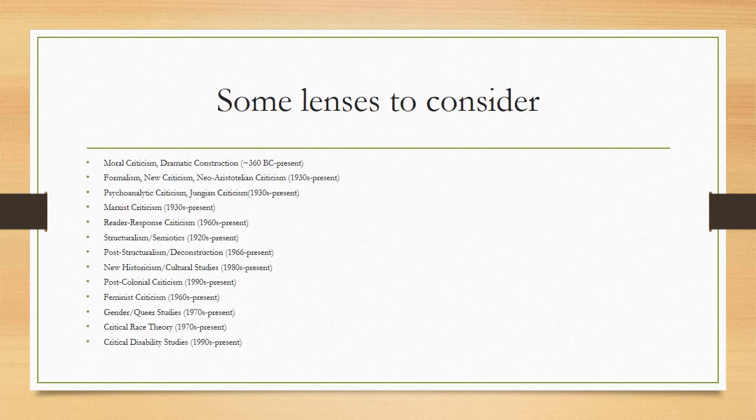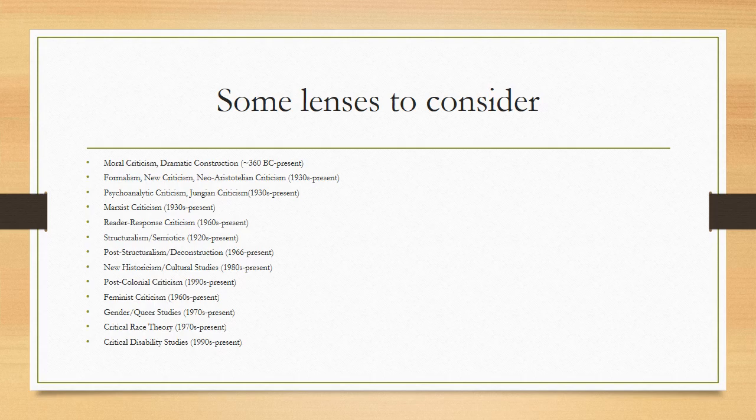Here are some examples of lenses. I know this is kind of small text. We're not going to spend a ton of time on this slide. What it comes down to is on the prompt on Canvas, I have a link to a website called the Purdue Owl. And the Purdue Owl is obviously a site put out by the University of Purdue, but it provides lots of resources for writing. And it's a good place to go. Whenever you have a question about writing, Google it, and the Purdue Owl will probably be the first thing that comes up.